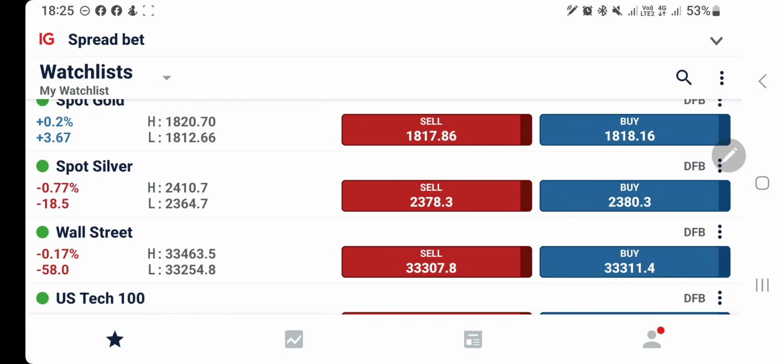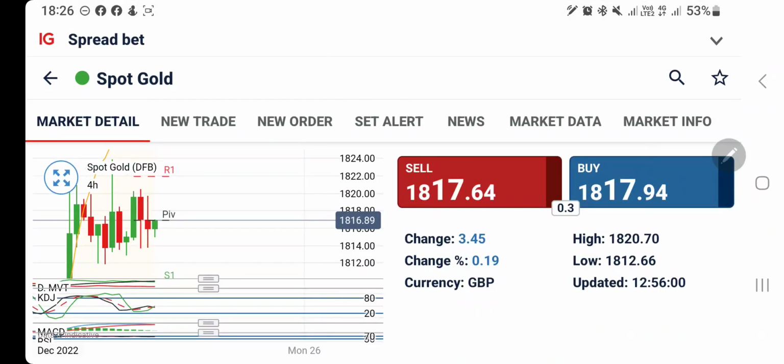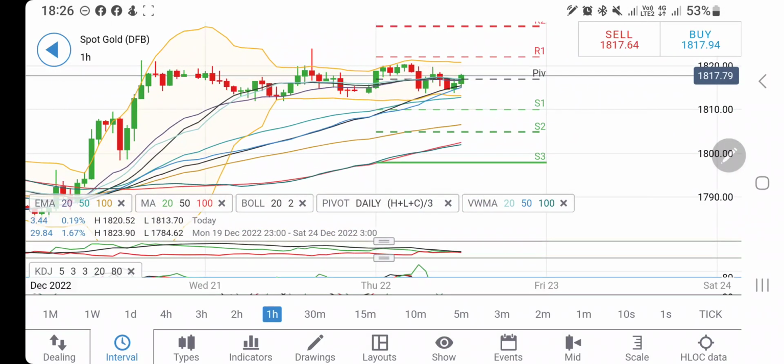Stick to the levels, trade as per the levels. If it's a buy entry, buy it. If it's a sell entry, sell it. That's it. And yes, do not forget to trade with a stop loss and a trailing stop loss. Let's start. First we look into gold, followed by Nasdaq 100, and towards the end Dow Jones.